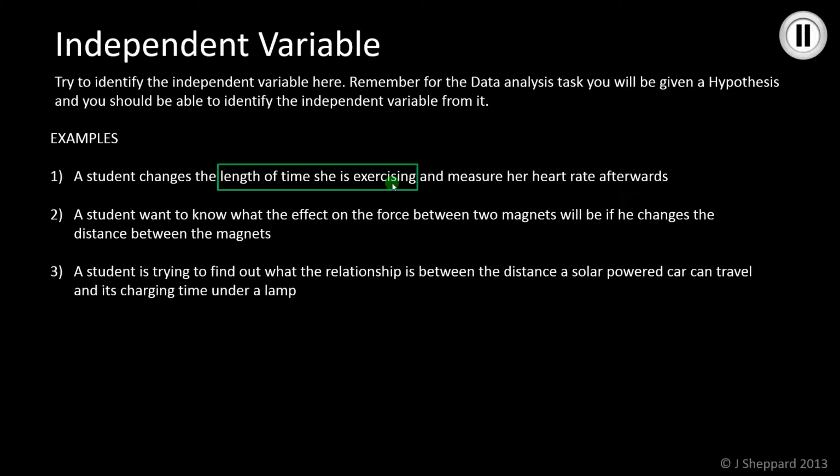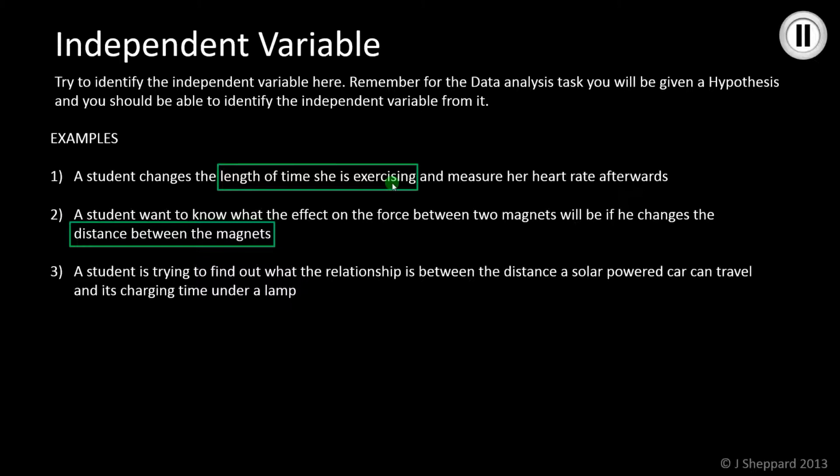Number 2, a student wants to know what the effect on the force between two magnets will be if he changes the distance between the magnets. Well, there's a massive clue in here because it says if he changes, right? And again, it's distance between the magnets, not just distance. Because that could be anything. That could be the distance they both are from the edge of the desk that he's got them sat on. It could be anything. So distance between the magnets is the full thing.